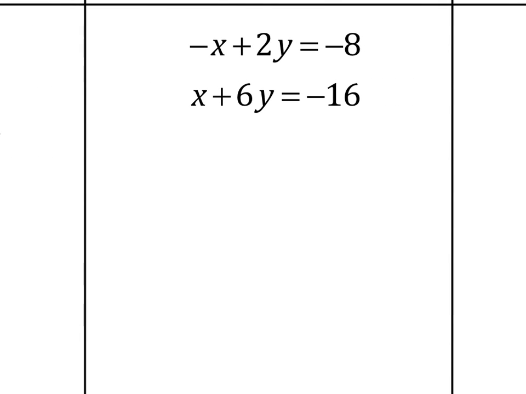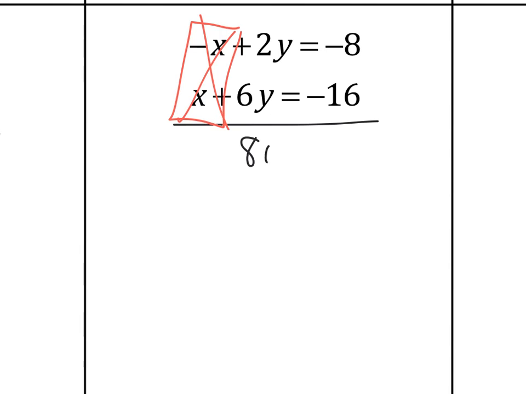Negative x plus 2y equals negative 8. x plus 6y equals negative 16. This is a good example of when you notice right away that you have two coefficients that are opposite from each other, that this is perfect for elimination. So I'm just going to line these up. Remember, negative x and positive x eliminate or cancel out. So I have positive 2y and positive 6y equals 8y. And negative 8 and negative 16 is negative 24. Divide both sides by 8 to solve for y. So y equals negative 3.